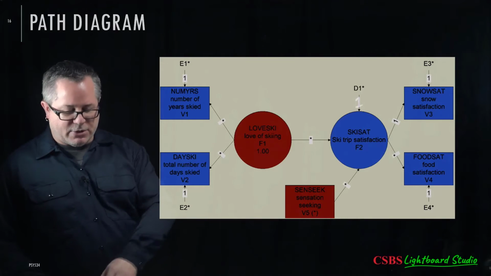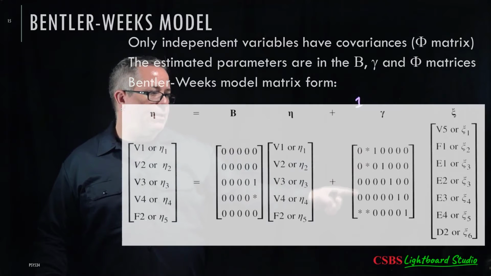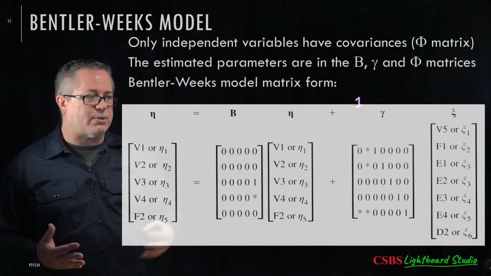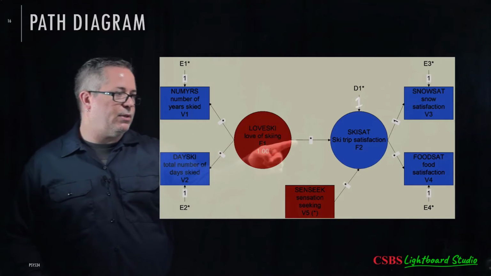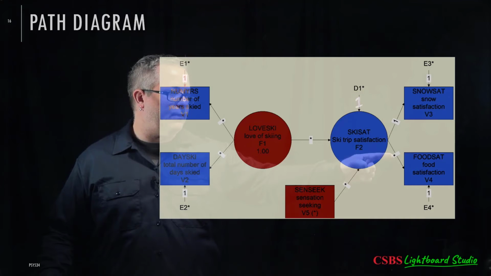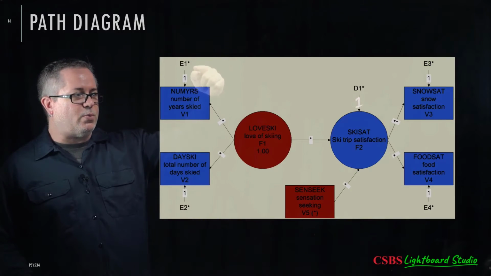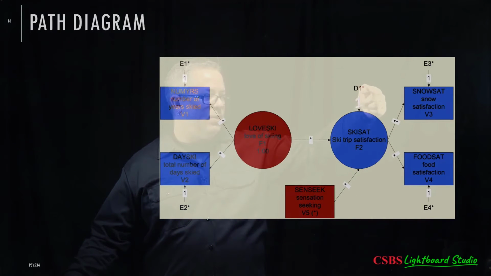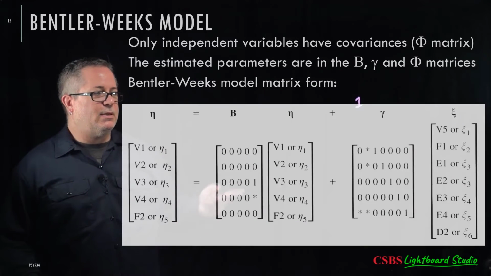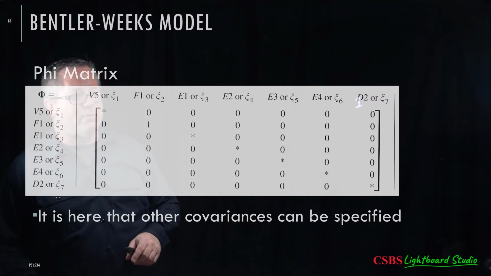The problem is not all the asterisks show up here. There's 1, 2, 3, 4, 5. So all the structural asterisks show up here. Structural, right? So that means 1, 2, 3, 4, 5. Okay, so these are the structural predictions. All these other ones, the asterisk next to E1, next to E2, next to E3, E4, D1, all of those are not found in these matrices. They're found in the phi matrix, which is where we can specify the variances and covariances of all the exogenous variables.